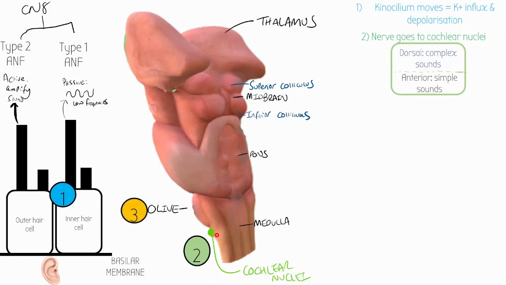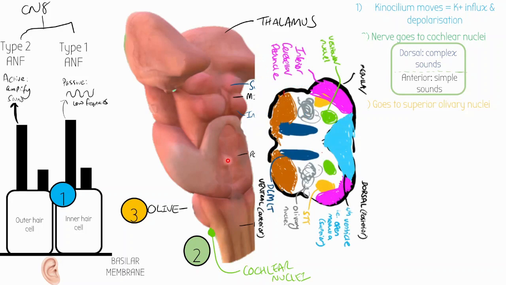Okay. Then the nerve impulse is going to go upwards. So we're working upwards, remember. So it's going to go upwards into your olive, specifically the superior olivary nuclei. Now, just because I found olives really confusing, what are they?